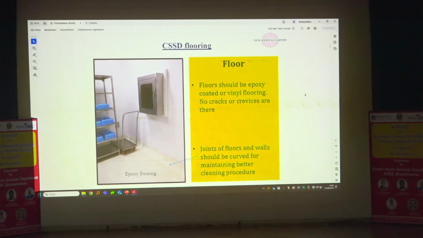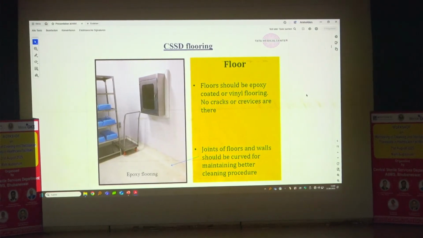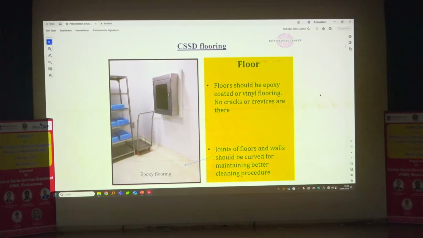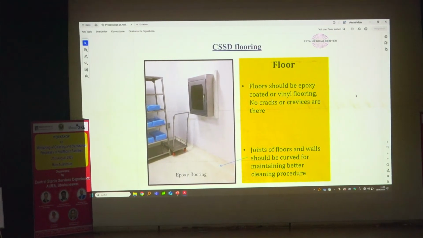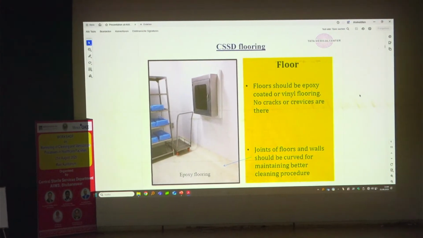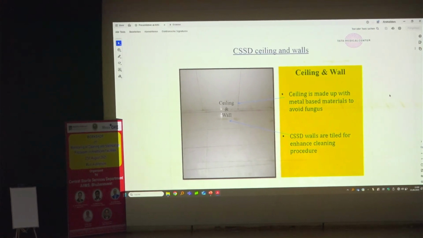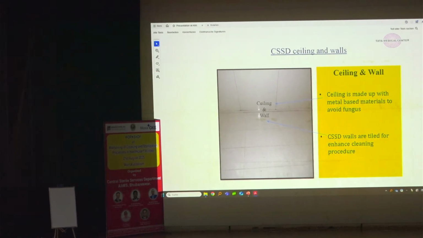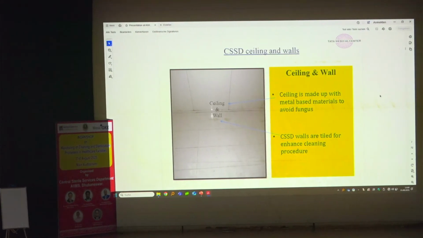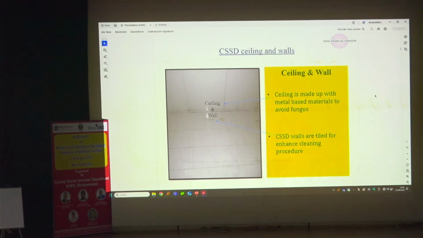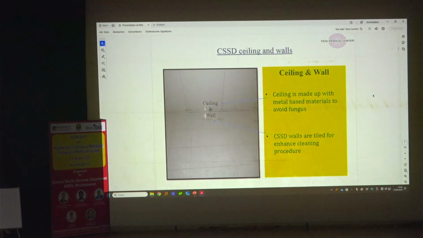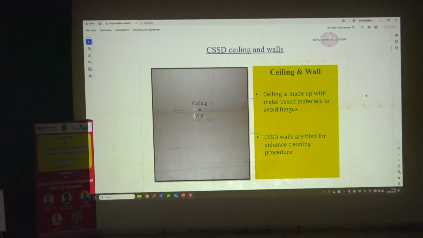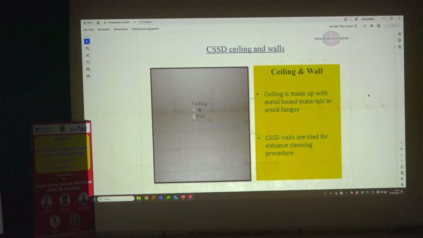CSSD flooring should be epoxy coated or vinyl flooring, where no cracks and crevices should be there. Joints of the floors and walls should be curved to facilitate easy cleaning. For ceiling and wall, the best is that the wall should be tiled and the ceiling should be metal based to facilitate easy cleaning and reduce contamination. A few hospitals are using gypsum board in the ceiling, which accumulates fungus. So it is not recommended to use gypsum board in the ceiling.